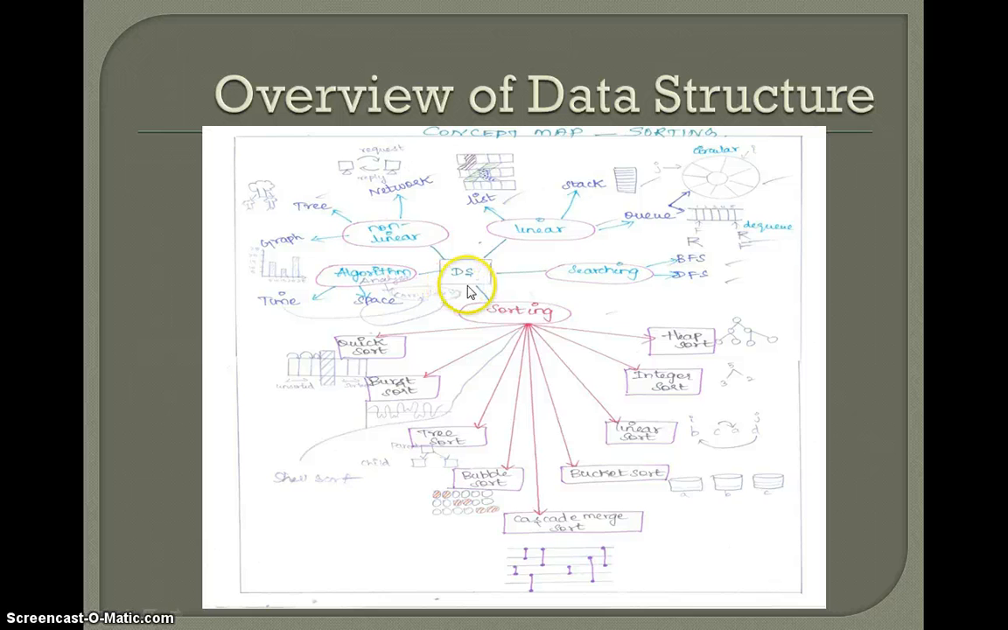And then we go for sorting in the data structure. It can be classified into two broad categories: internal sorting and external sorting. A few examples are given: quick sort, bubble sort, tree sort, cascade merge sort, bucket sort, linear sort, integer sort, heap sort, and so on. Many sorting techniques are available.